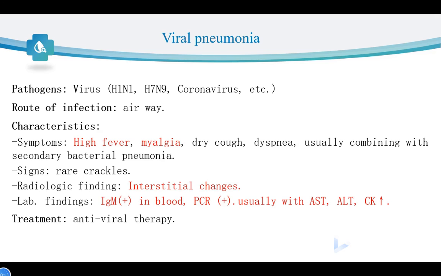and muscles. For the treatment, the antiviral therapy is very important for this viral pneumonia. But in some types of viral pneumonia, for example, the novel coronavirus pneumonia, we cannot find an antiviral therapy for them. So, the supporting therapy is also important for these viral pneumonia patients.